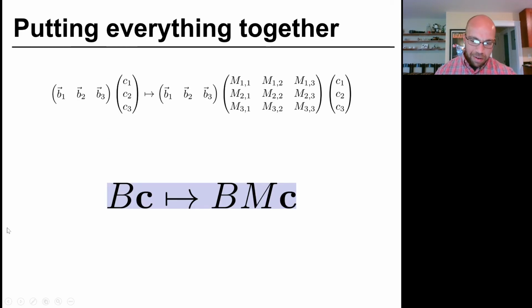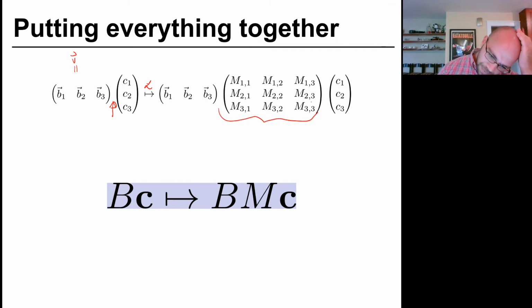Okay, so if we put everything together so far, essentially we can think of a linear map as wedging itself into this little factorization that we've written of vectors, right? So if I write a vector in a basis, like V is B1 C1 plus B2 C2 plus B3 C3, then the action of a linear map takes that vector and maps it to a new vector with this new matrix M sitting in between.